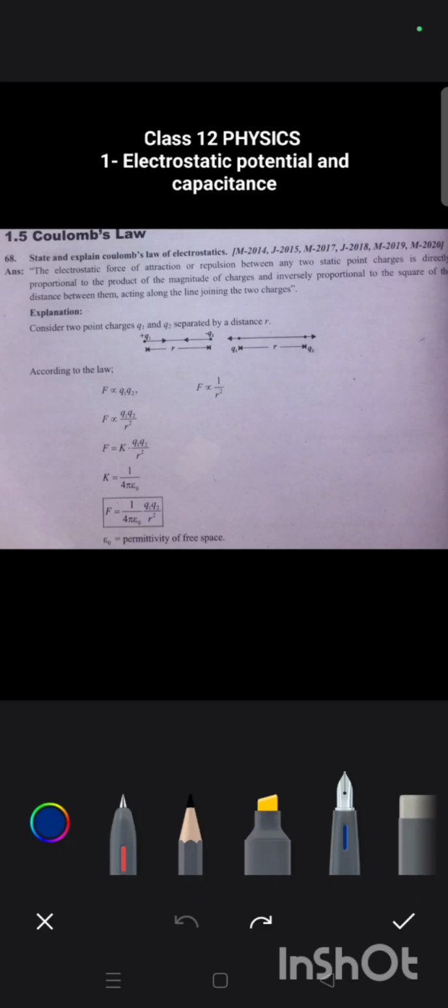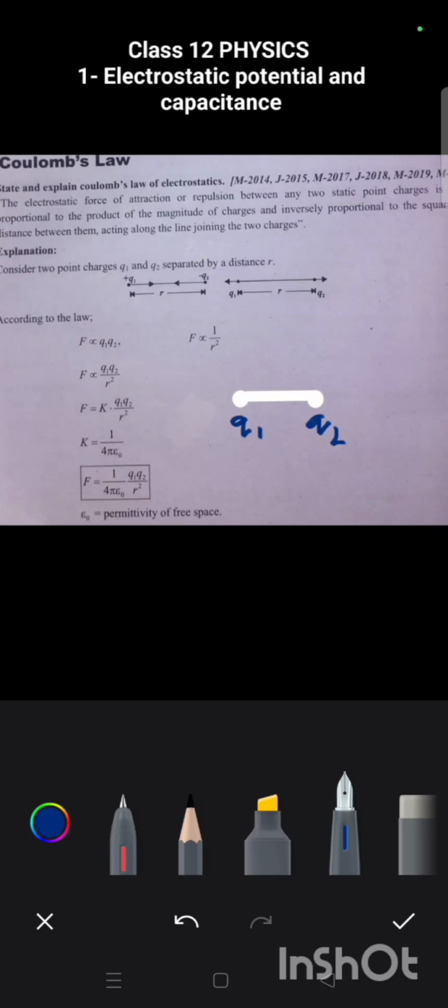First, define Coulomb's law. The electrostatic force of attraction or repulsion between any two static point charges is directly proportional to the product of the magnitude of the charges and inversely proportional to the square of the distance between them, acting along the line joining the two charges. This is the definition, or the statement of the given law. First, let us try to understand the statement.